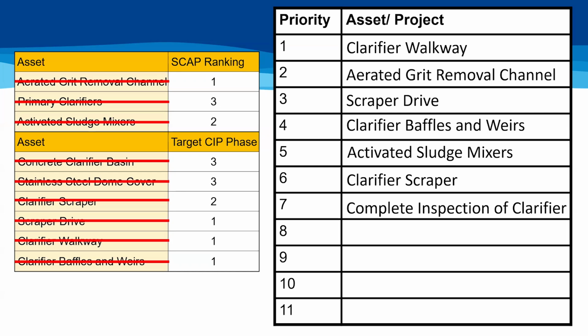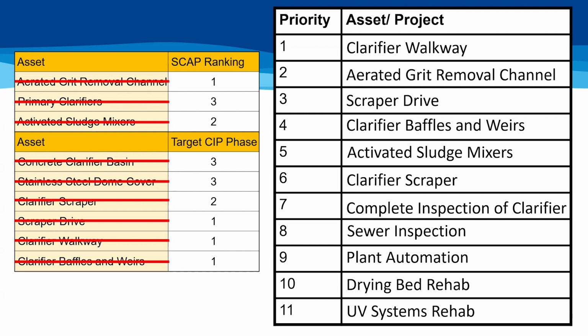At this point, we can start to add some general projects that we want to think about down the line, and this can be projects we want to start addressing. This may include things like inspecting the sewers, computer and software upgrades, upgrading to more automated technology, or evaluating and refurbishing some of our other processes, such as the drying beds or UV disinfection systems.